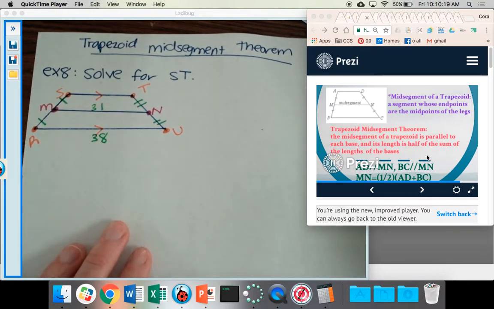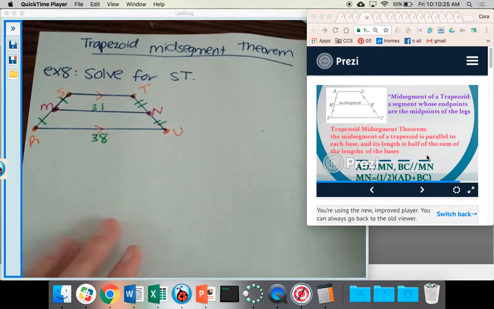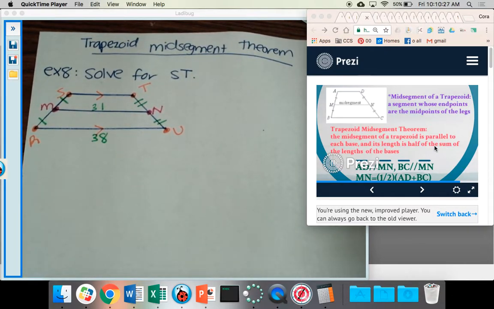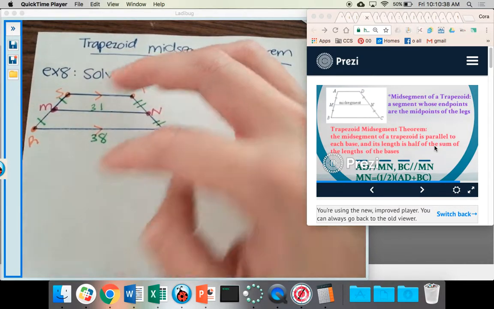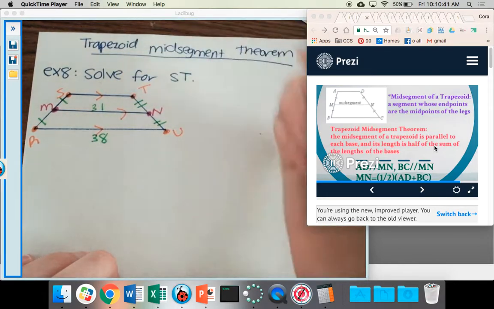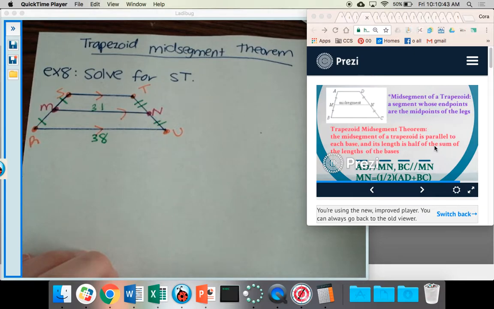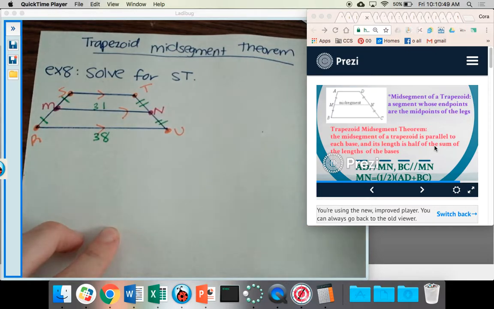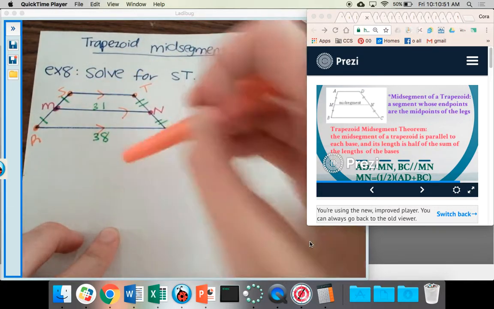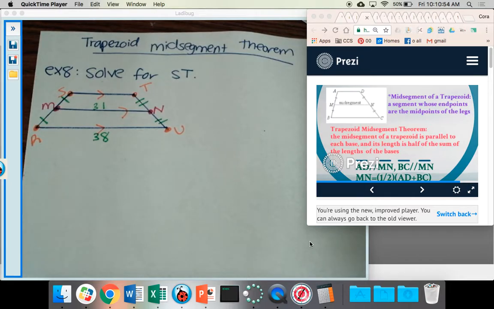Now, this does not have to be an isosceles trapezoid. This is true for any trapezoid. The trapezoid mid-segment theorem says the mid-segment of a trapezoid is parallel to each base. So this segment is parallel to the first base as well as the second base. Also, the mid-segment is half the sum of the lengths of the bases, which, if you remember from the Prezi video, are the parallel sides of the trapezoid.